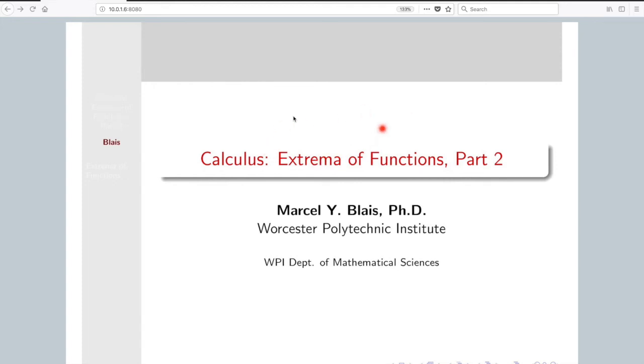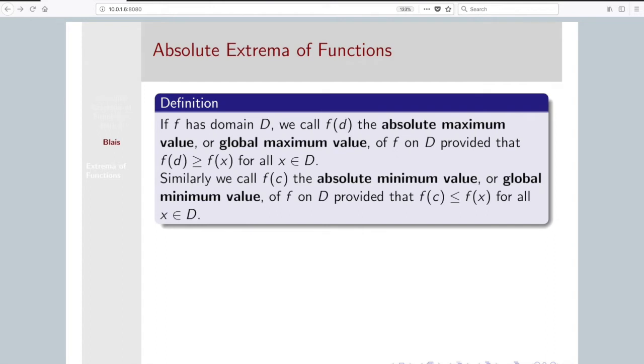We continue with our treatment of extrema of functions in the second part of this lecture. So we had set up the idea of local extrema. Now we talk about absolute extrema or global extrema.